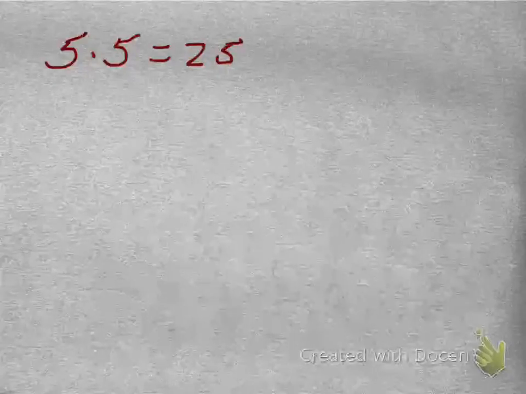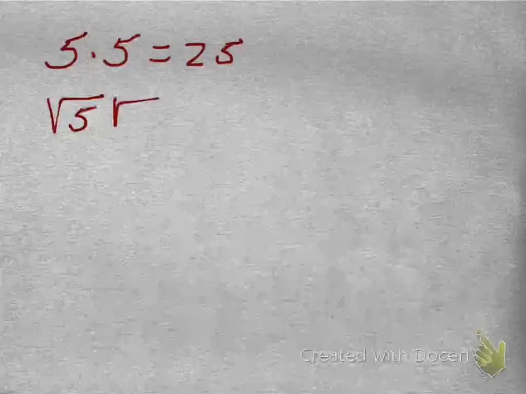Now, we know from multiplication that 5 times 5 is 25. But what is the square root of 5 times the square root of 5?